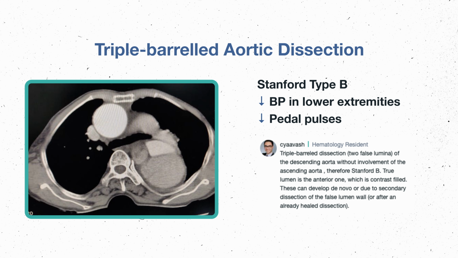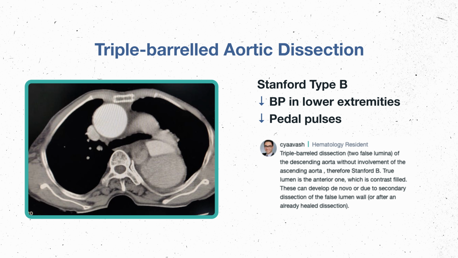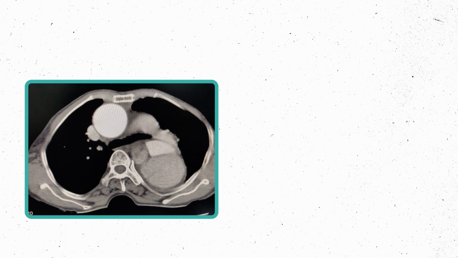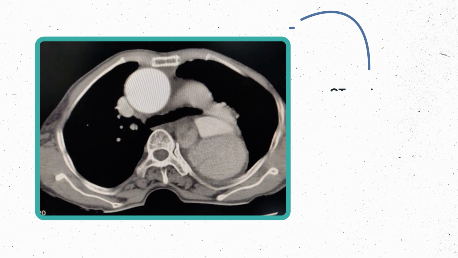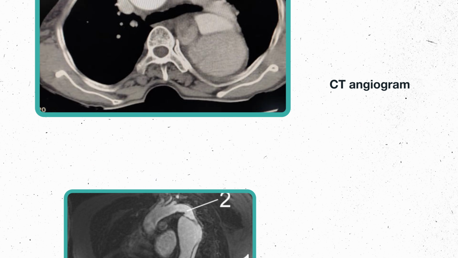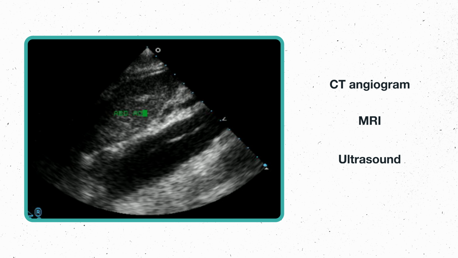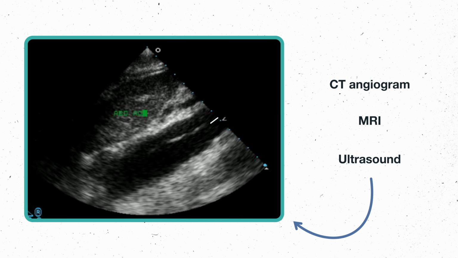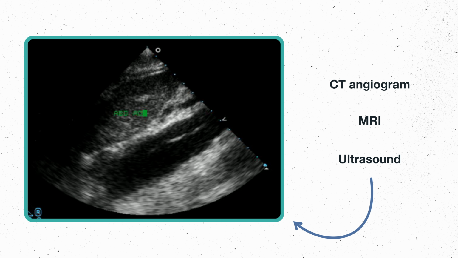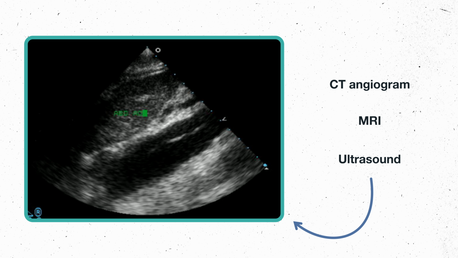Congratulations to user Sayavash for identifying this condition. Aortic dissections are commonly confirmed with a CT angiogram or an MRI for extra certainty. Cardiac ultrasound can also be a very useful first step because it can be performed at the bedside, even in the midst of a resuscitation.